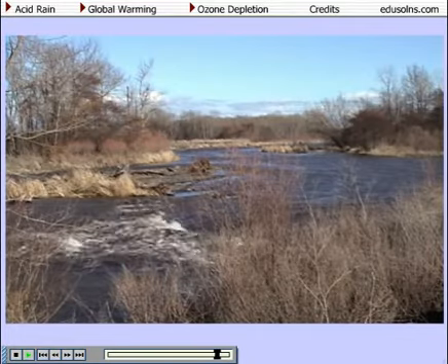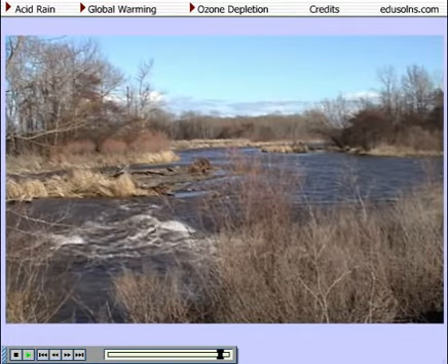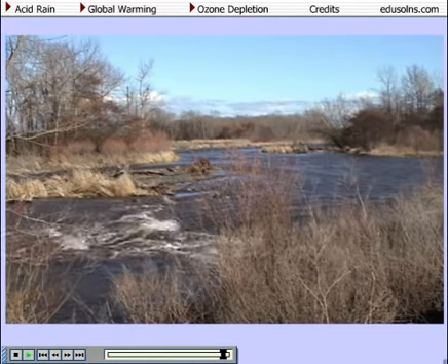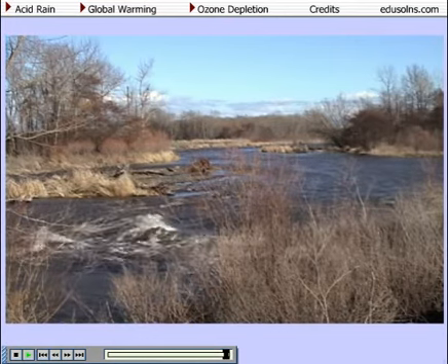Acid rain is just one of the major pollution problems with global implications. From here, we will examine the familiar topics of global warming and finally stratospheric ozone depletion.